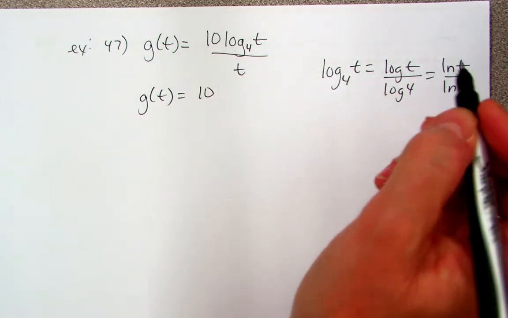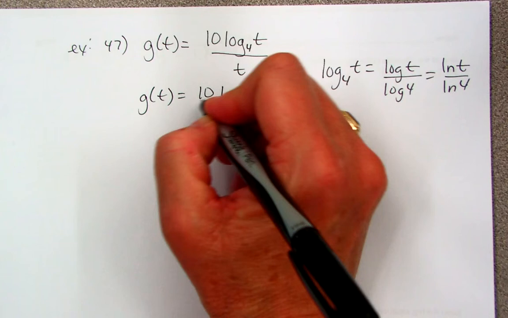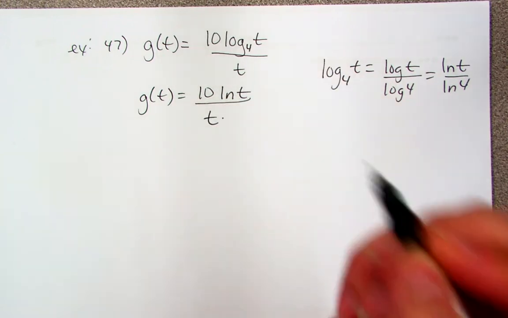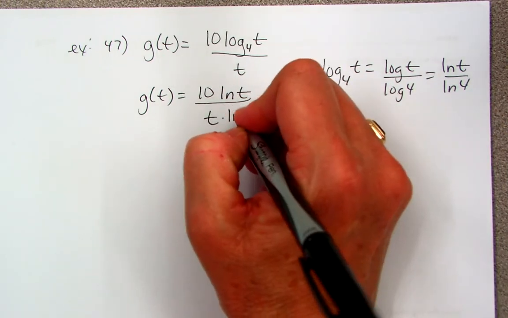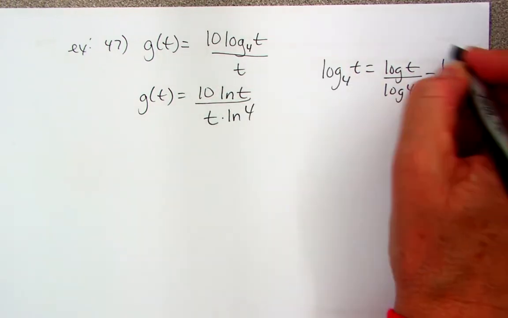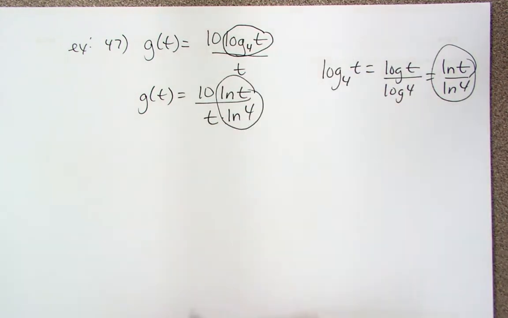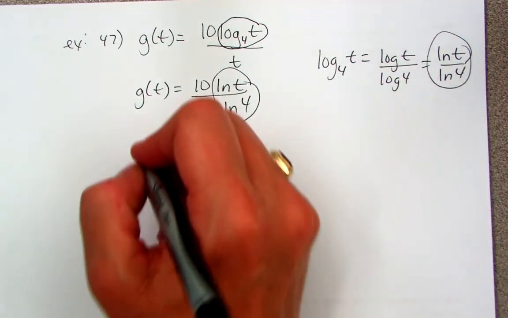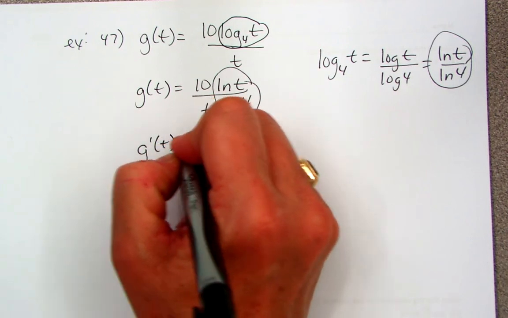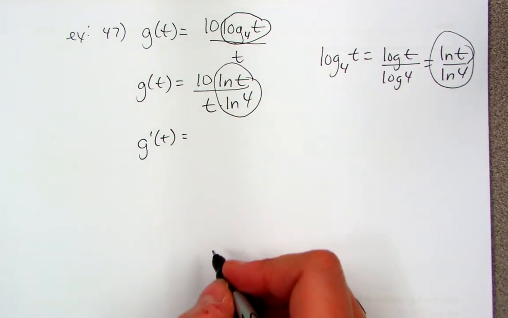10 natural log of t times natural log of 4. So I took this and I substituted in for that, right? Let's go ahead and take the first derivative, and I'm going to use the quotient rule.